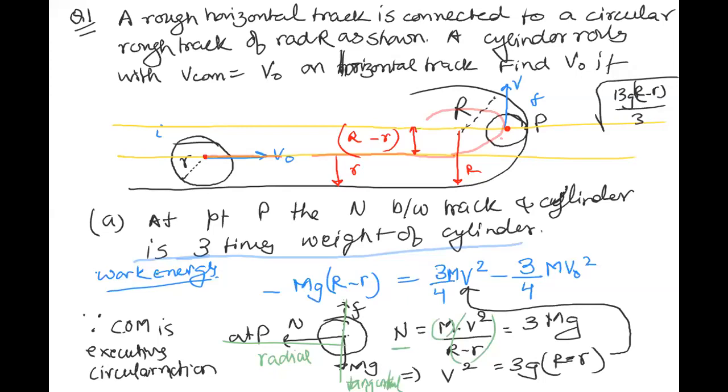I have drawn the axis, right? Radial force must be equal to mass into radial acceleration. Radial acceleration is equal to v square by r, v square upon radius. चलें आगे बढ़ें.